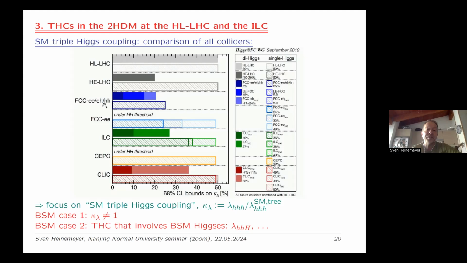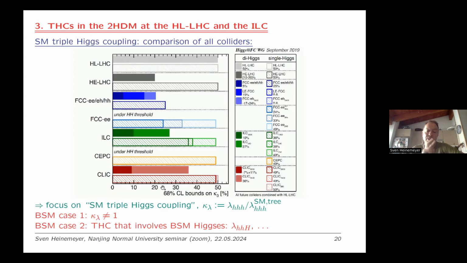Or here, if FCC-hh would do the job, then we could also go to a better determination of the trilinear Higgs coupling. But I will focus here on the high luminosity LHC and the ILC, where at 500 GeV we would get something like a 25% determination.